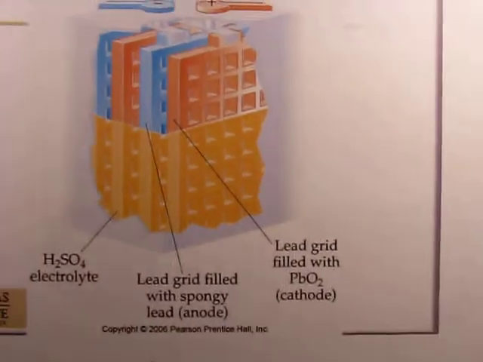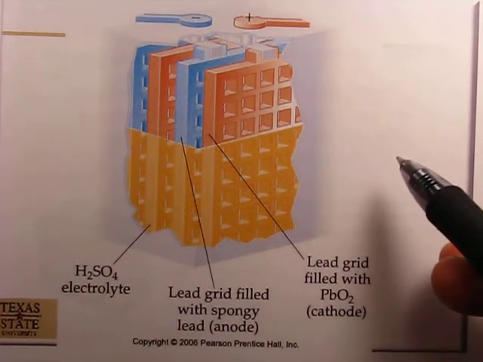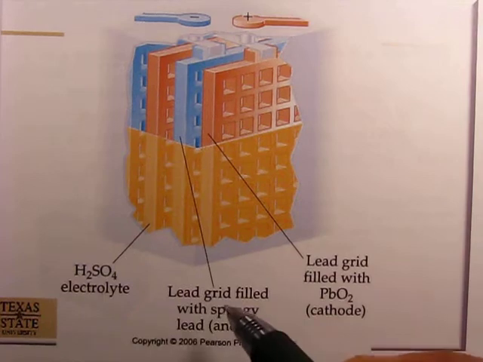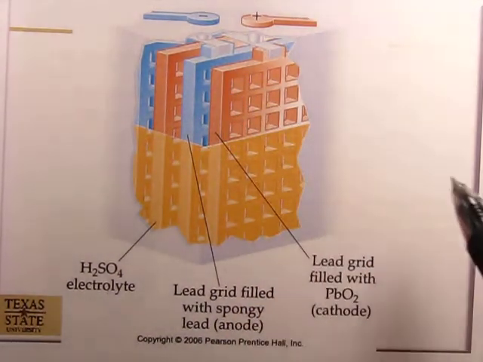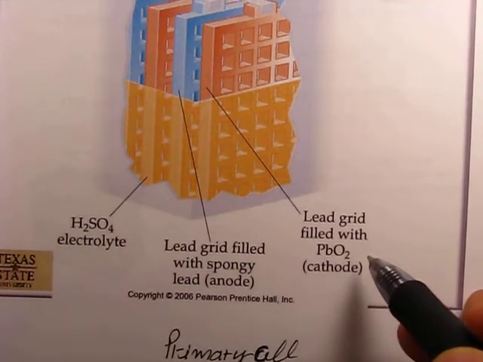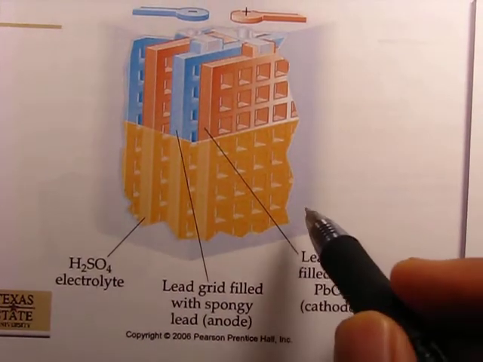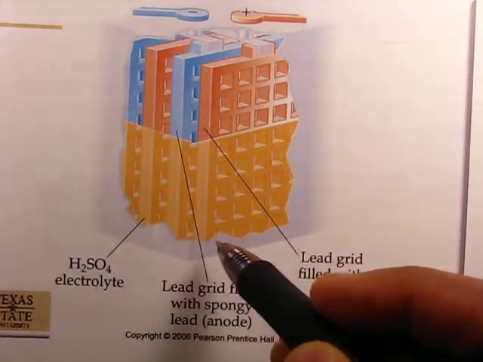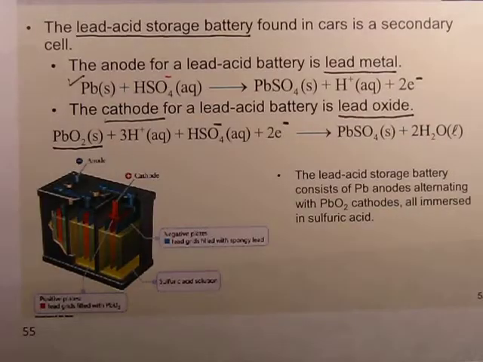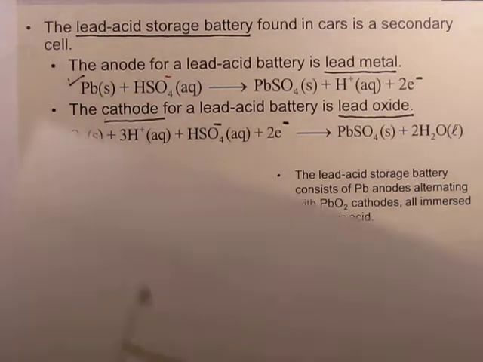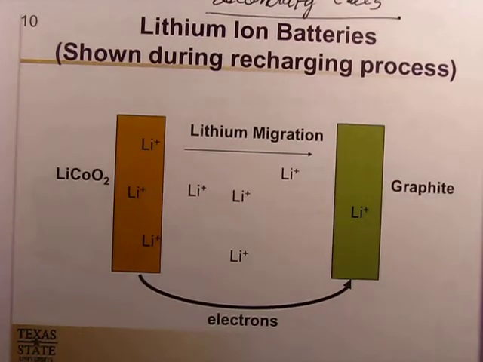So here is another example of this lead sulfuric acid battery. Lead grid filled with spongy lead. This is the lead grid, and the lead grid is filled with lead oxide cathode, and here it is filled with sulfuric acid as an electrolyte. So this was the second example, and then the third example we have here is called the lithium-ion battery.